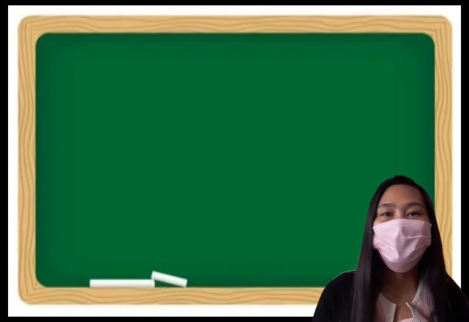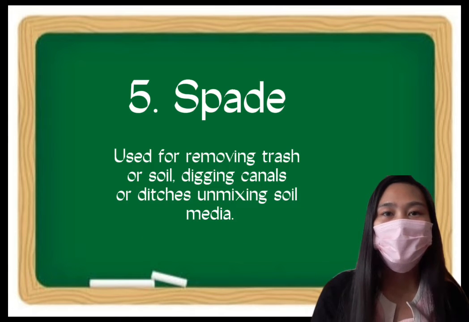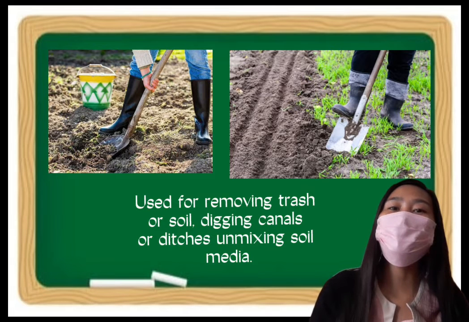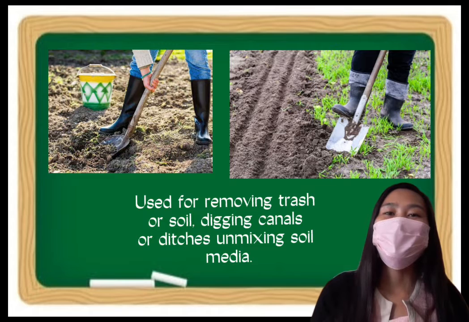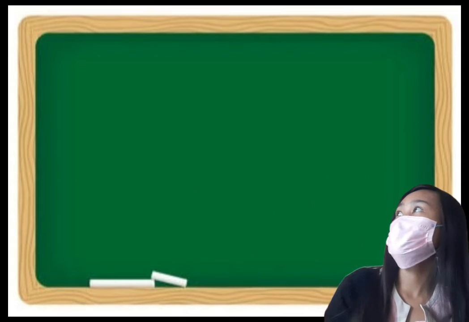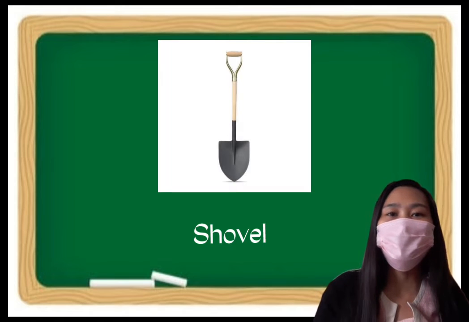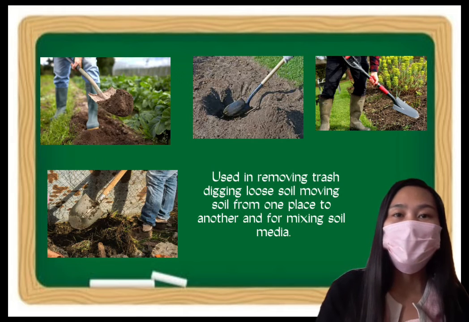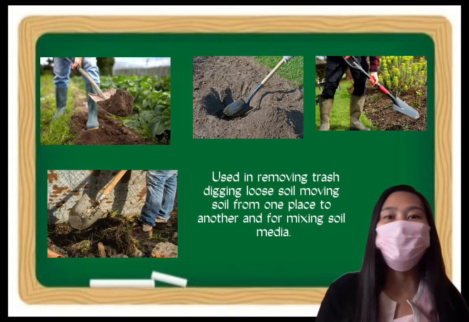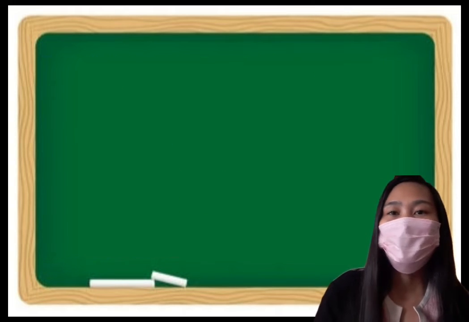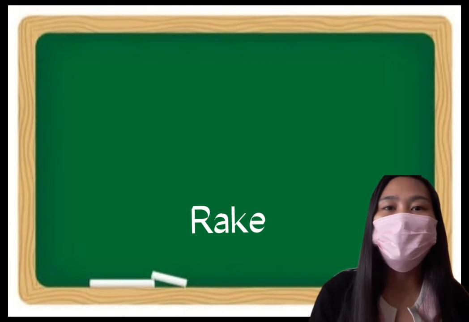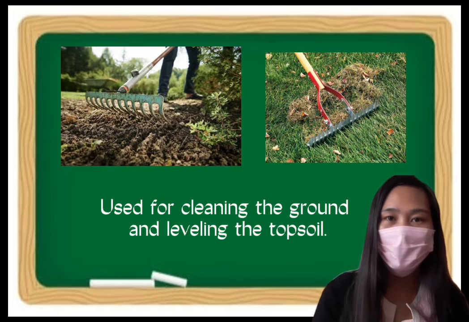Okay, John, can you read number 5? Okay, thank you. Spade is used for removing trash or soil, digging canals or ditches, and mixing soil media. Okay, this is number 6, shovel. Shovel is used for removing trash, digging low soil, moving soil from one place to another, and for mixing soil media. And this is number 7, rake. Rake is used for cleaning the ground and leveling the topsoils.